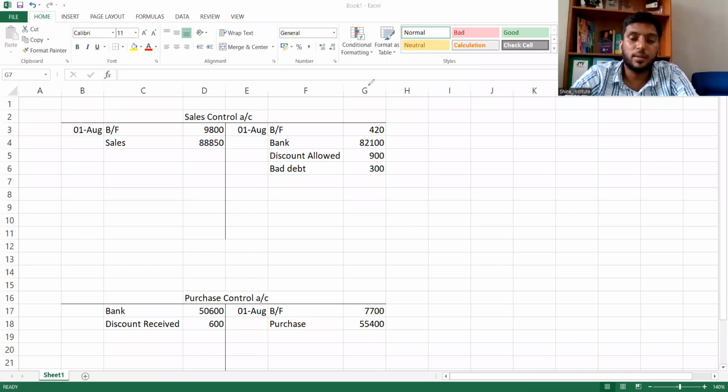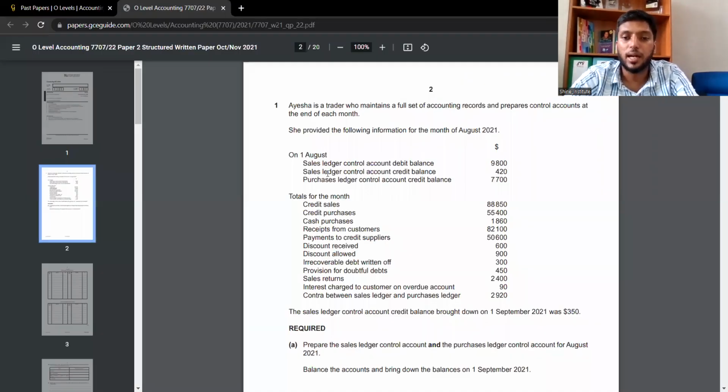So you can either say irrecoverable debt or bad debt, but both are considered the same term in the exam, so it doesn't matter. As it is consuming a lot of space, I took bad debt as 300 rather than irrecoverable debt under the debtors control account. A bad debt is cash which you need to receive from a customer, but the customer went bankrupt or has gone somewhere and didn't give you the money back, so that becomes a loss for you. That's the reason it's credit on the debtors control account and debit on an expense account as bad debt.